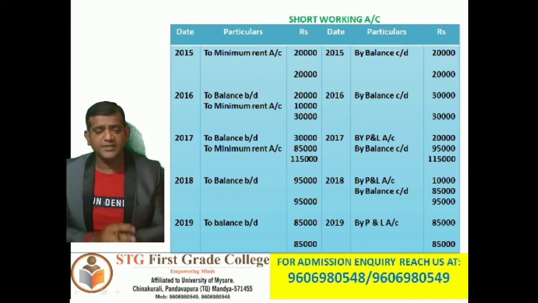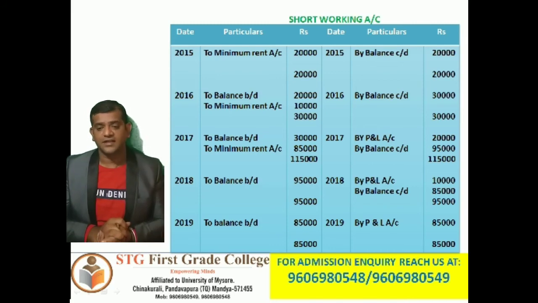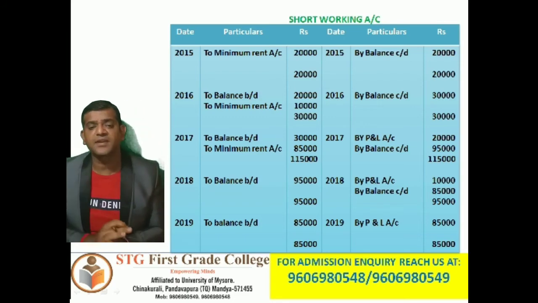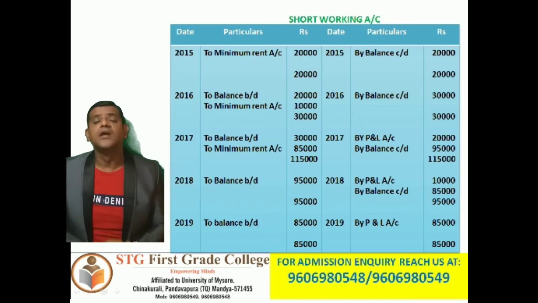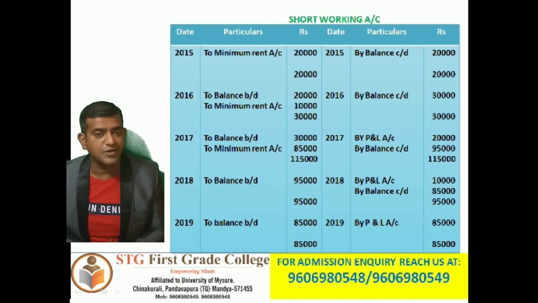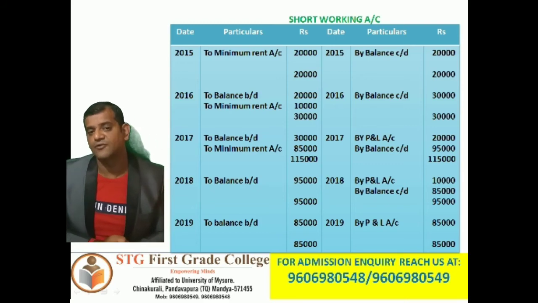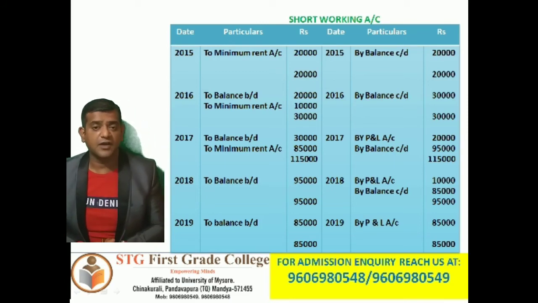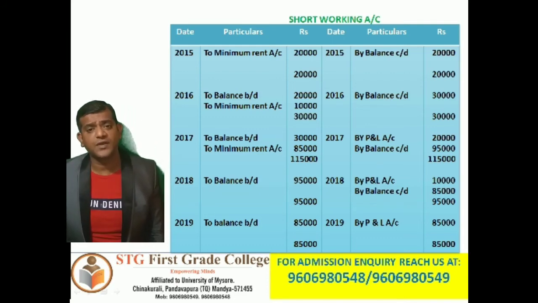So on the debit side 2019, to balance brought down, that is 85,000 rupees, which is brought forward from the previous year carried forward figure. 85,000 has been brought down 2019 by P&L account because we could not recover it. So 85,000 by P&L account in the year 2019. Both the side total 85,000 and 85,000. So now we are done with the short working account.